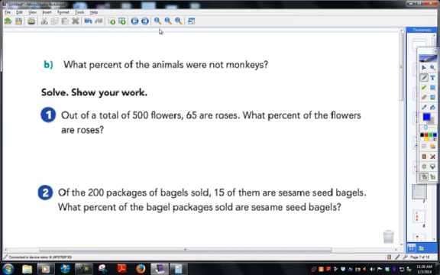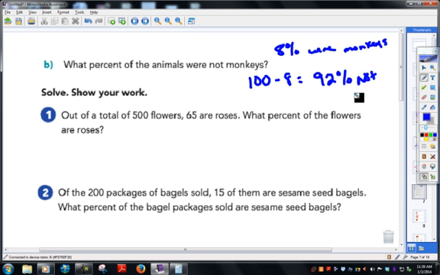Oh, I guess B should be on the, I don't know, maybe B on your copy is on the previous page. What percent of the animals were not monkeys? Well, if 8% were monkeys, what's left? You just take your whole percent, 100, you subtract out your 8, you got 92%. 92% of the animals were not monkeys.